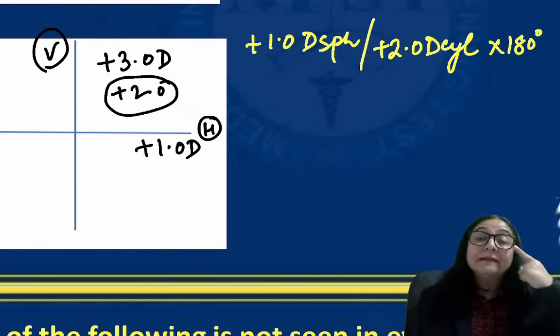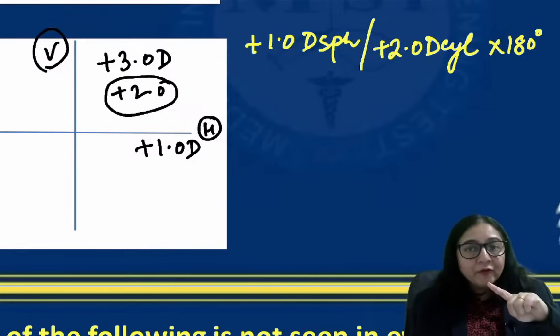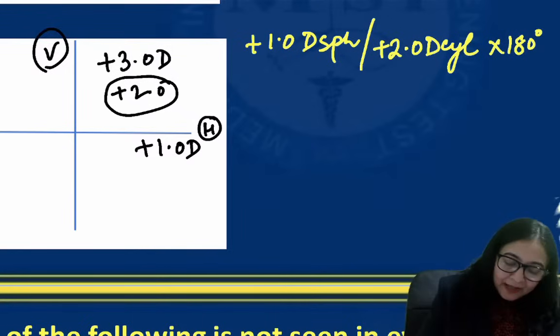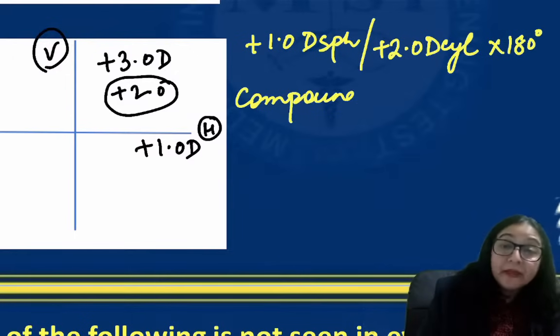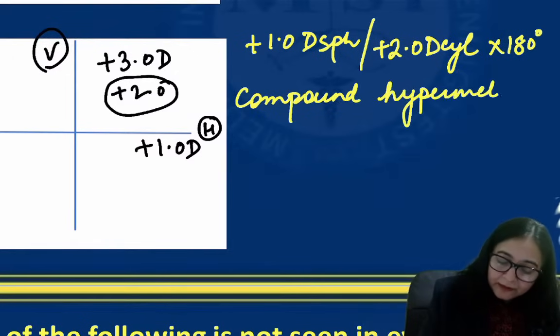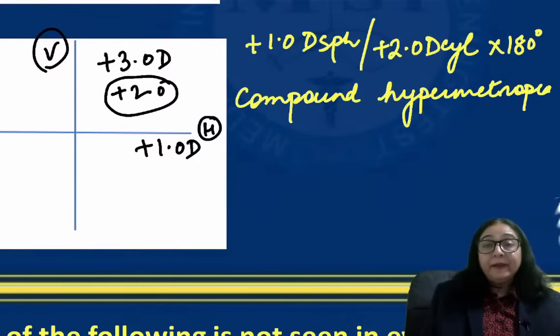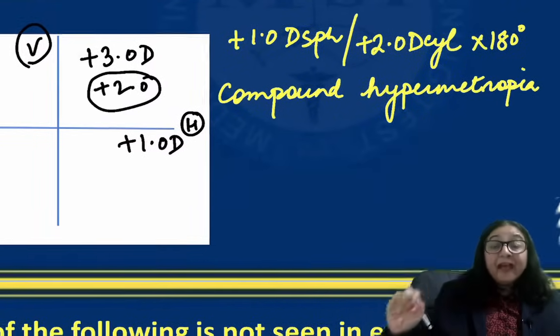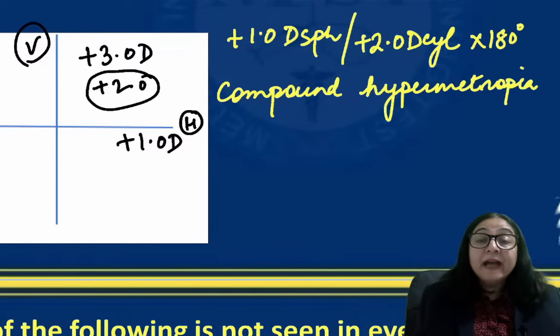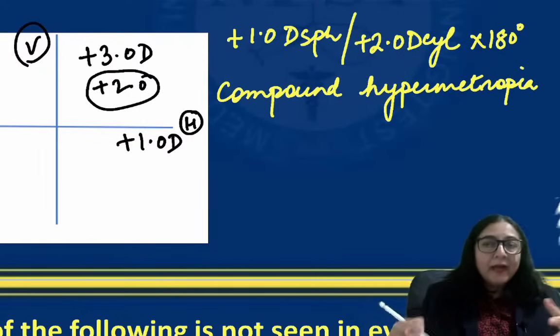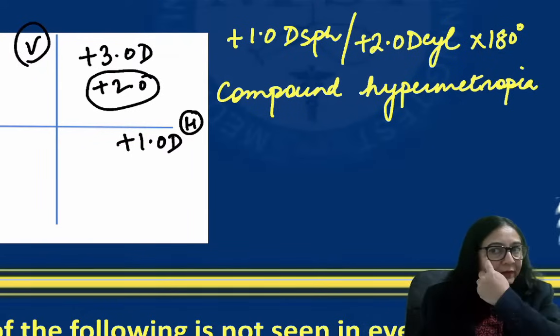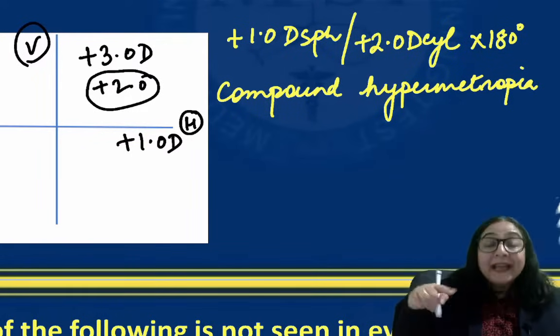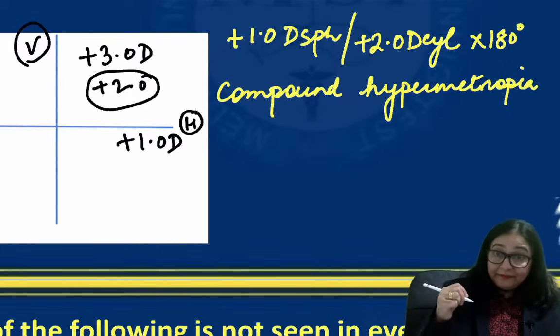Convex glasses or plus glasses are used for hypermetropia. So this will be a compound hypermetropia. Agree? Each one of you agree with me? It will be a compound hypermetropia. And if I have to define, compound hypermetropic astigmatism is what is called, which type of the astigmatism it is.